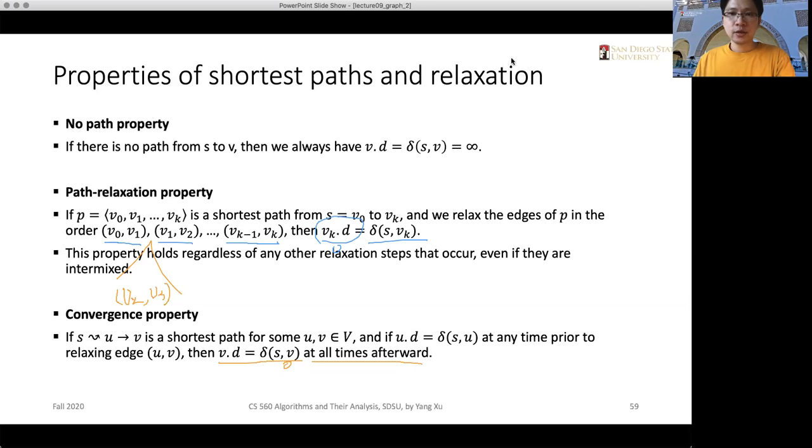All right. So I think we have laid out all the basic operations and the basic properties for the relaxation procedure.